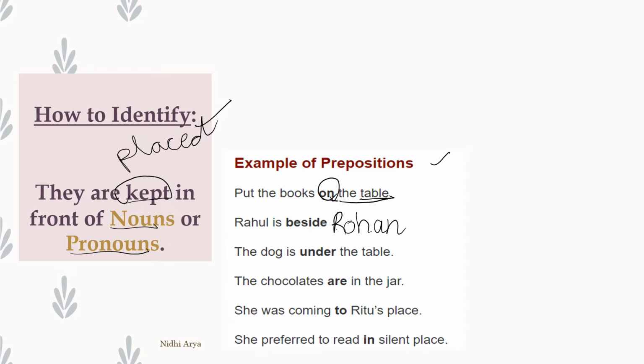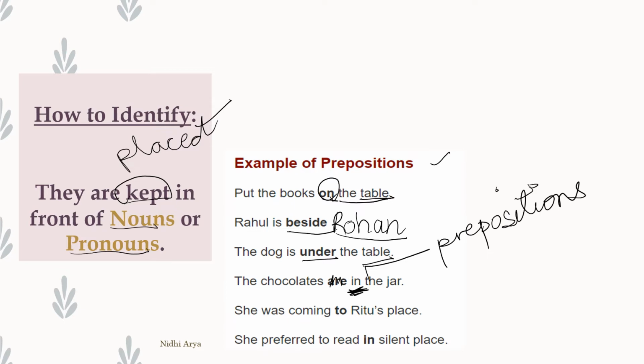Rahul is beside Rohan. Rohan is a noun, the name of a person. उसके पहले क्या है? Beside. Again a preposition. The dog is under the table. Table is a noun, and under is placed before the noun. The chocolates are in the jar. So not are, but in. In is the preposition over here because it's placed before a noun called jar.